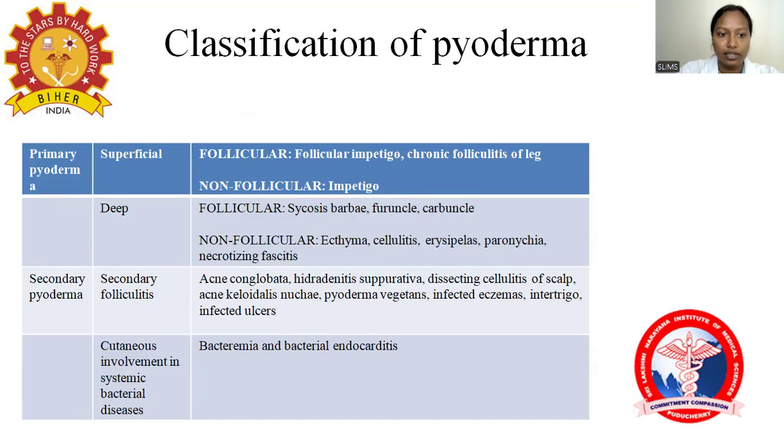Now, as I told you earlier, secondary pyoderma is where some lesion is already there. Over there, because of itching or due to any secondary applications, we get some bacterial infections. Sometimes these infections can become systemic also, which is called bacteremia, which will further go into complicated conditions like bacterial endocarditis also. We will be seeing all those in upcoming slides.